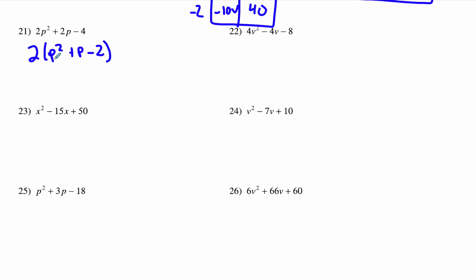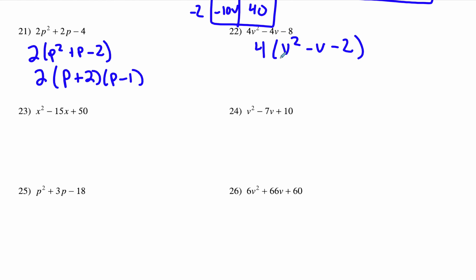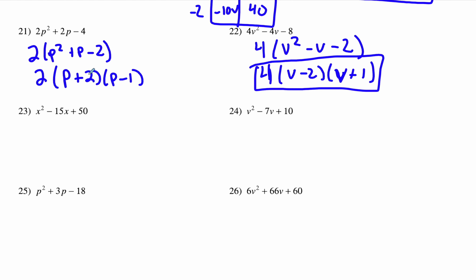Okay, p squared plus p minus 2. So I'd get 2 times p plus 2, p minus 1. This I'd factor out the 4, v squared minus v minus 2. So this would be 4 times v minus 2, v plus 1. You can imagine v squared plus v minus 2v for negative v minus 2. Okay, remember this is our final answer, the factored form.